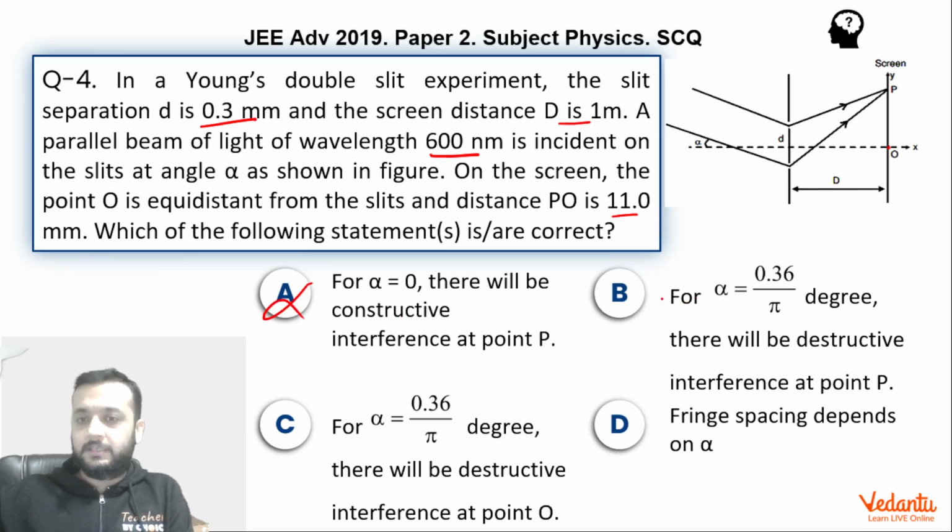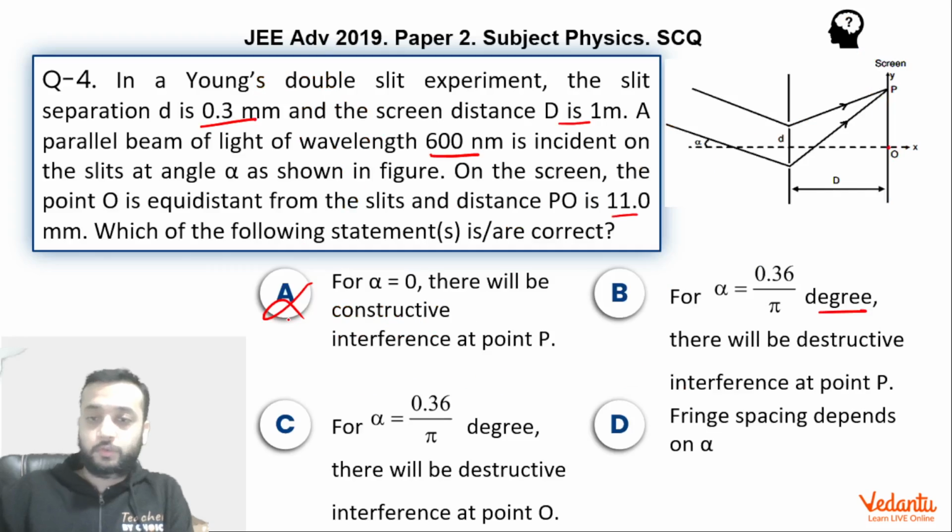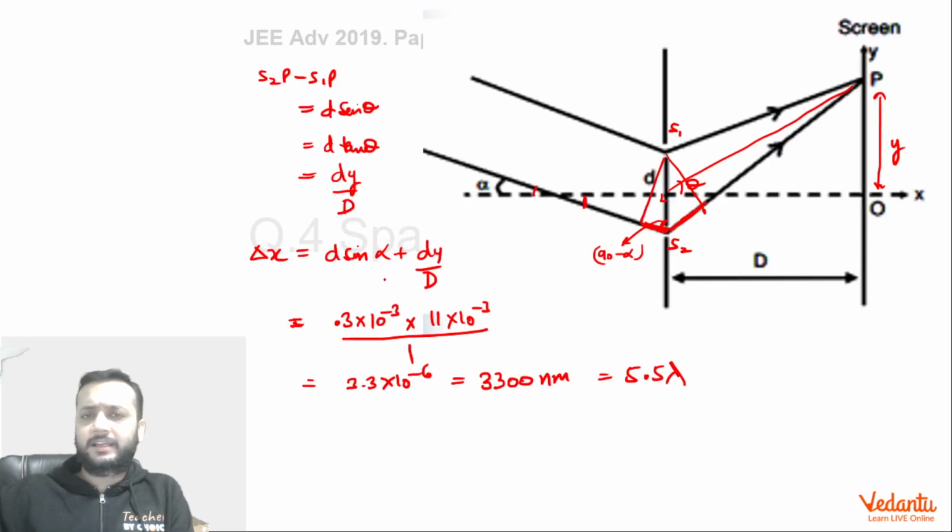If you talk about option B, for alpha equals 0.36 by pi degrees, there will be destructive interference at point P. So we have to talk about again the interference pattern at point P, the type of interference at point P for alpha equals 0.36 by pi degree. Now you can see that again this is a very small angle, so we can write sin alpha as alpha. So for option B, this was option A. Okay. For option B, we can say that delta x will be d into alpha, and alpha is 0.36 by pi degrees. So you have to convert that into radians, which we will get by multiplying by pi by 180. So this is d into alpha.